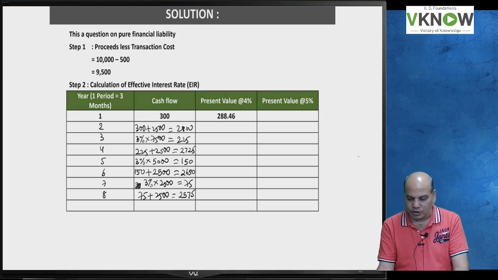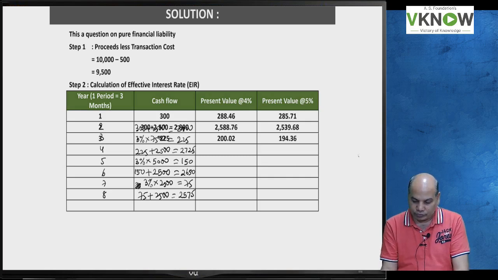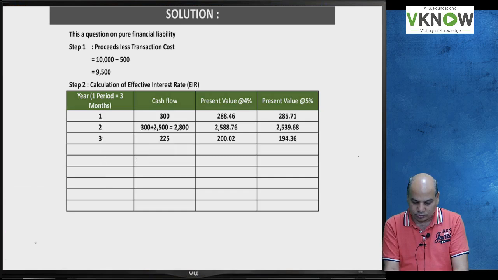Now you can do it a little faster. First complete that 4% column on your own. 2800 divided by 1.04, press equal to 2 times. 2588.76. Okay, next 225 divided by 1.04, 3 times equal to 200. 2725 divided by 1.04, 23.